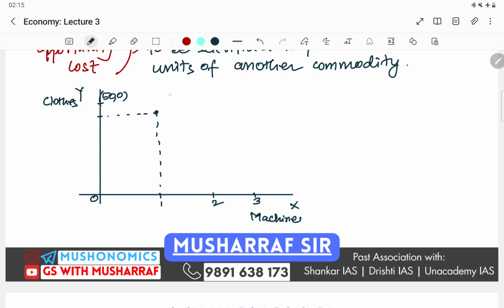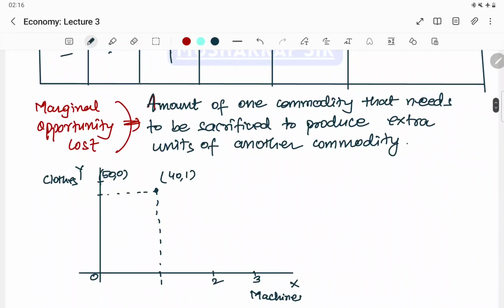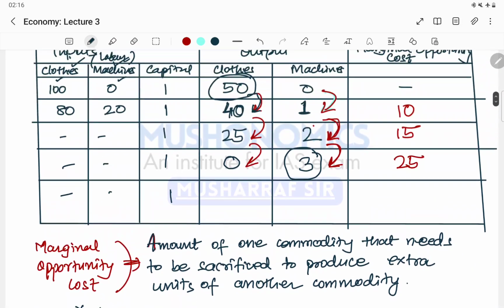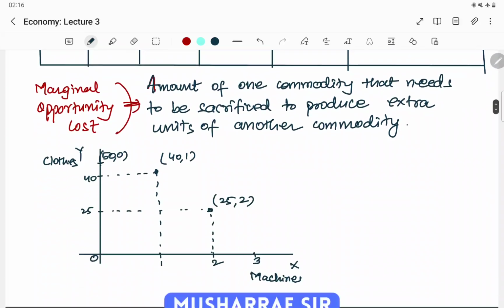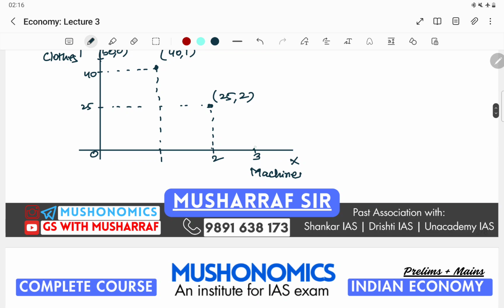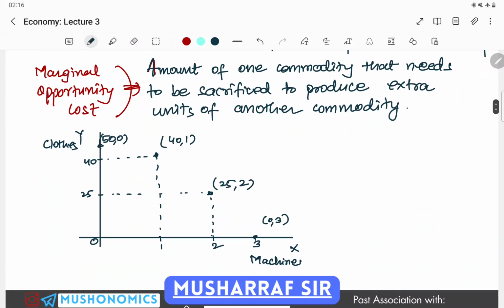This is the next point, 40, 1, right? Now we see another point here. This point is 40, 25, 2. So 25, 2. This is our second point, 25, 2. Now we see the third point, that is 0, 3. So 0, 3, right? When we plot this, if we are plotting this curve, how will it come?